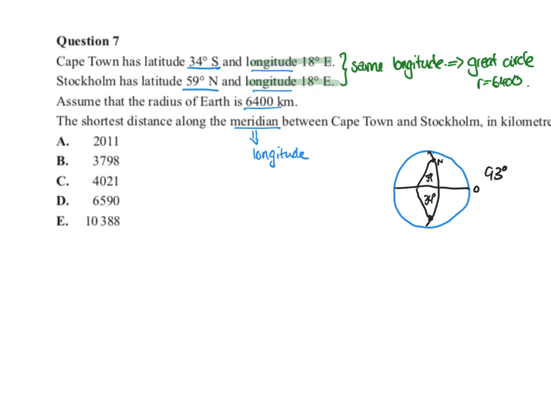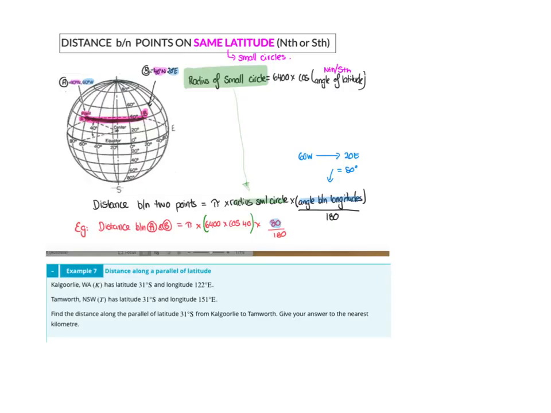Okay, so we're going to find the distance. It'll be pi times 6400 times the 93 over 180. So let's see what we get. We get 10388, which is good because that was the answer to that one. And see, that's question 7. They're not hard, but they get classed as being difficult. I don't understand that, but anyway, let's go.